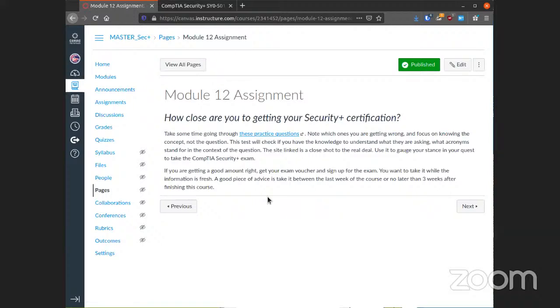And remember that the 501 is going to be retired and will be switched over to the 601. So you really want to take the 501 before it expires using this content. Because in fall 2021, I'm going to rewrite this course for the 601. So take advantage while the 501 is still around and this content is available to study, to practice, and go and take the test.